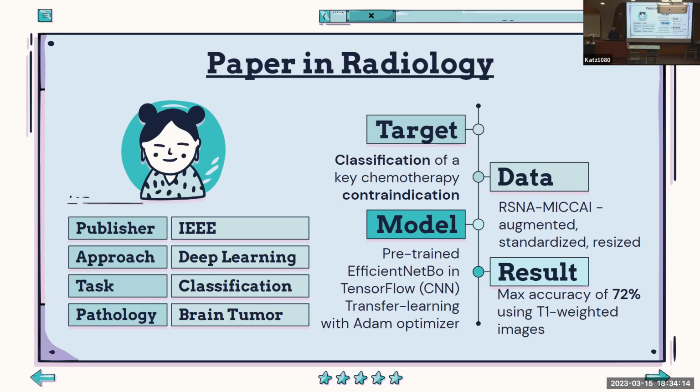And then finally, what was their result? The result here was a max accuracy of 72% on a specific type of MRI image. It's a T1 weighted image, just a specific type of MRI modality. But what I wanted to ask you guys is, do you think this max accuracy is good? In a general sense, 72%? Are we happy with that?